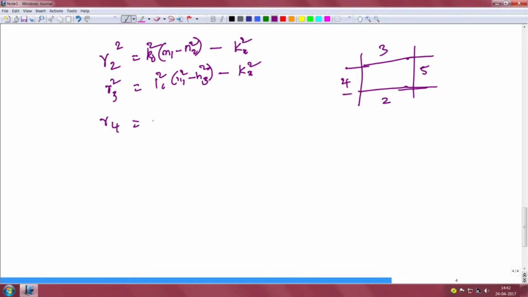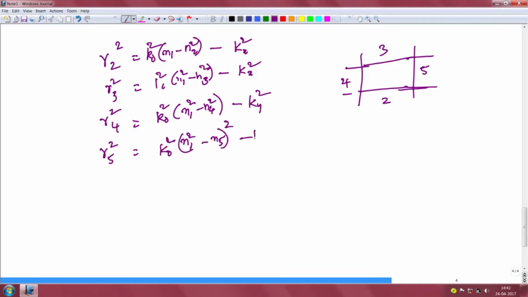And gamma 4 and gamma 5 will contain n1 square minus n4 square minus Ky square. Gamma 4 square and gamma 5 square will contain K0 square n1 square minus n5 square minus Ky square. We have Kx for gamma 3 and gamma 2 and Ky for the others. So, effectively we need to worry about solving for Kx and Ky, which in turn would give us beta.